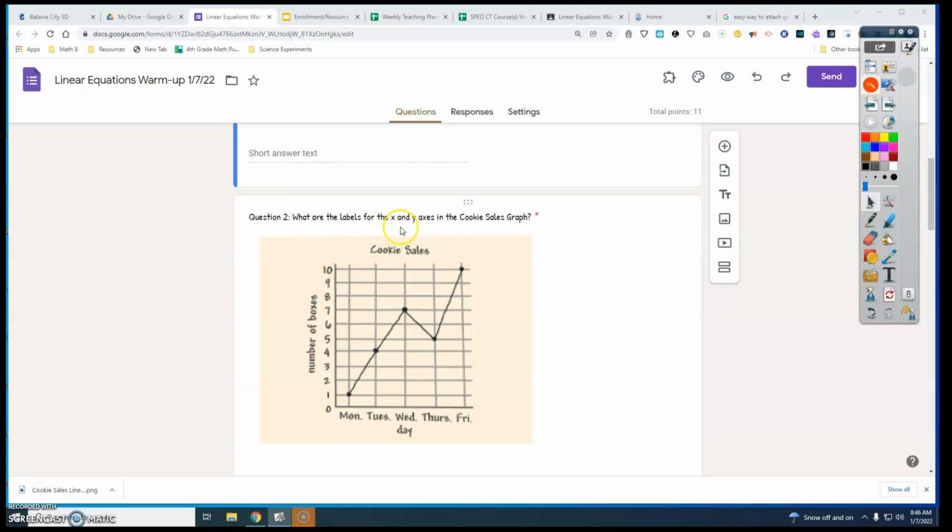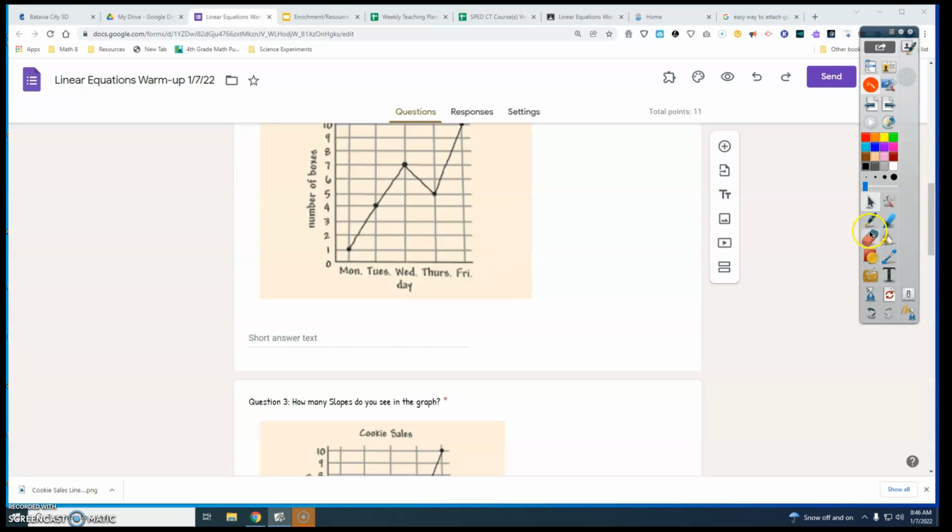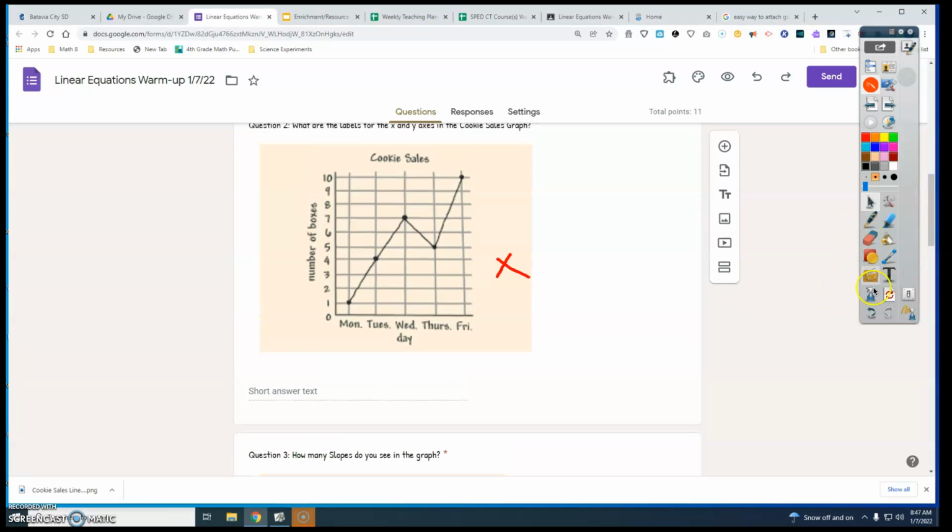What are the labels for the X and Y axis in the cookie sales graph? Okay, so the X axis, if we were going to label, would be here. So we have an X axis, and then if we scroll up just a tad, we have our X axis, which is right here, and we have our Y axis, which is right there. So our X axis represents the days of the week, or the work days of the week, whatever you want to call it, and then our y-axis would represent the number of boxes.